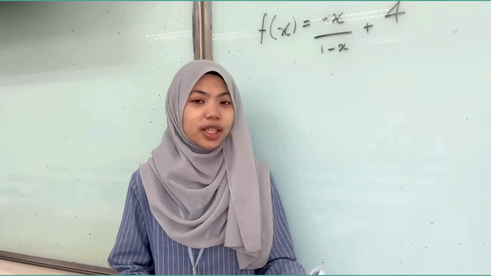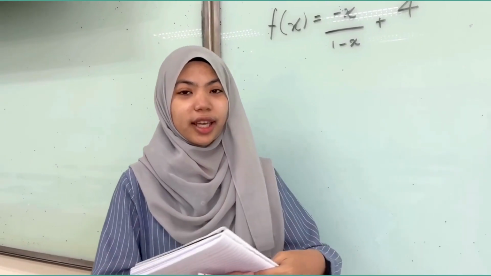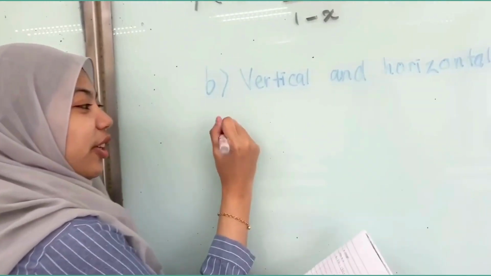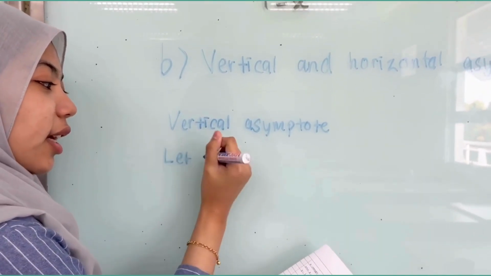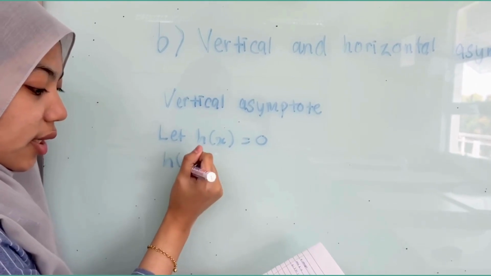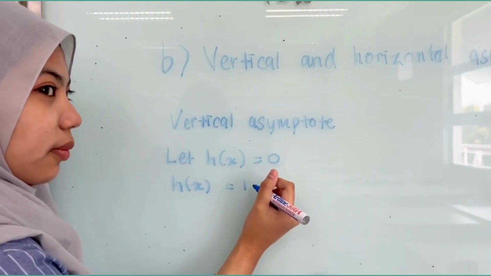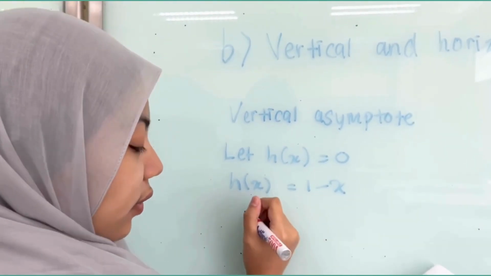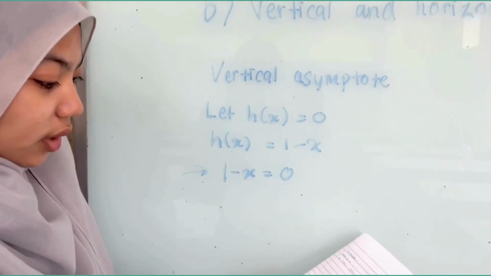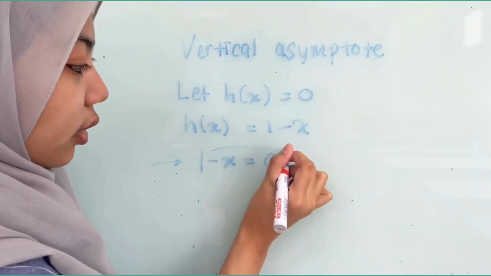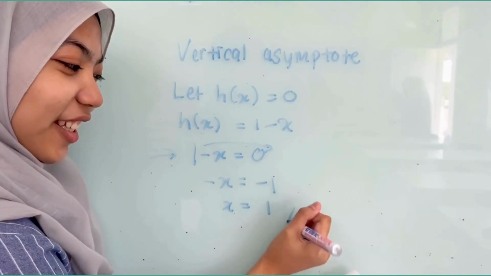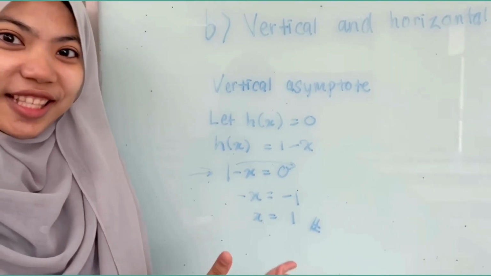Next, let's move to the second step. We have to find the vertical and horizontal asymptote. For the vertical asymptote, we have to let h(x) equal to 0. h(x) is 1 minus x. Then this is the equation, and this one, so it will be equal to 1. This is for the vertical asymptote.